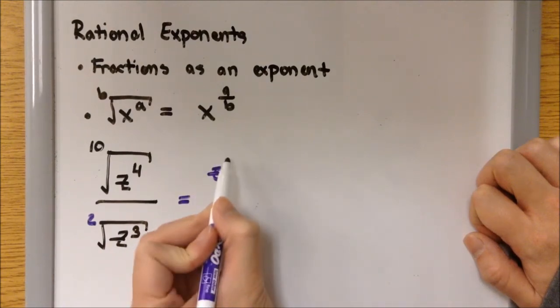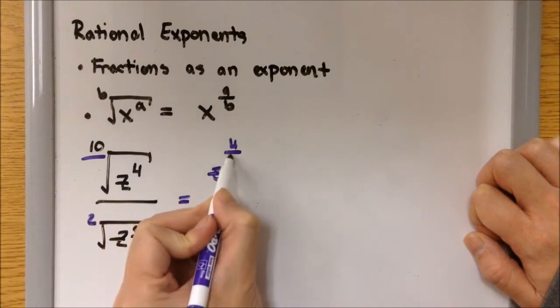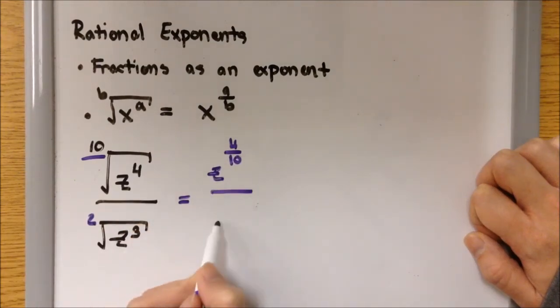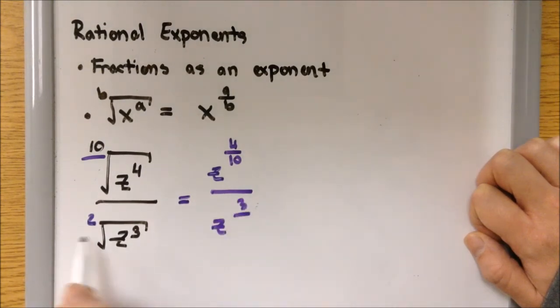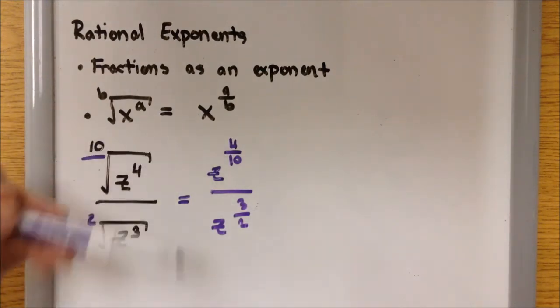So z, what's inside will be my numerator, so 4. What's outside is the denominator, over z. What's inside is my numerator. What's outside is my denominator. Alright, so rational exponents on top and bottom.